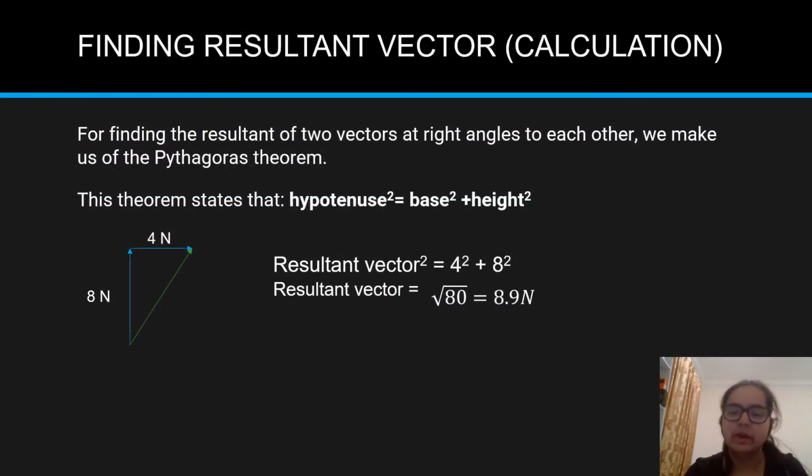Finding resultant vector. We can find the resultant vector in two ways. One is the calculation method and one is the graphical method. For the calculation method, we can use the Pythagoras theorem, which is a squared plus b squared is equal to c squared. That's hypotenuse squared is equal to base squared plus height squared. In this example, you can see that one force is 4 and the other one is 8. So when we do 4 squared plus 8 squared, we get 80, and when we take the root of 80 we get around 8.9, so the resultant vector becomes 8.9.